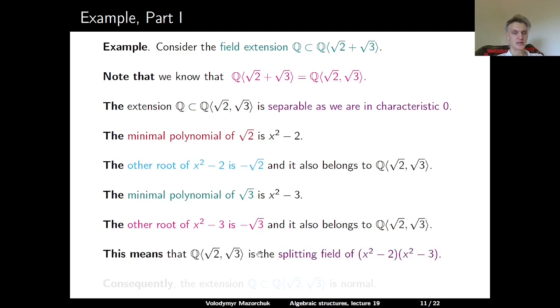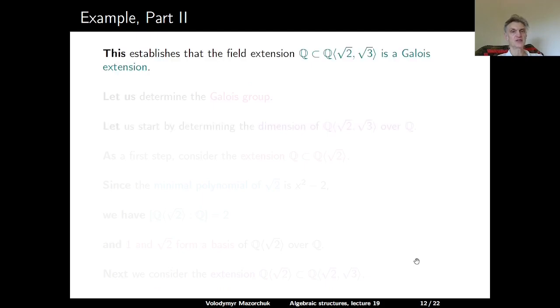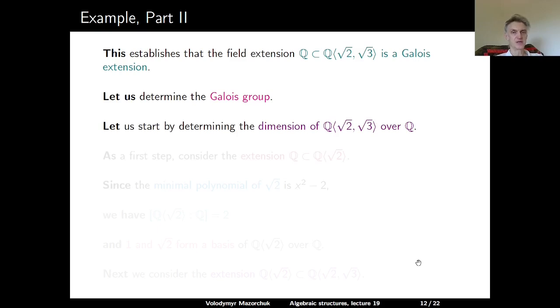This means that our bigger field is the splitting field of the polynomial x squared minus 2 times x squared minus 3, and so our extension is normal. So our extension is a Galois extension because it is both separable and normal. So let us determine the Galois group. Let us start by determining the dimension of our bigger field over the smaller field.